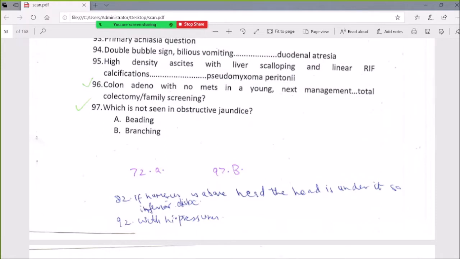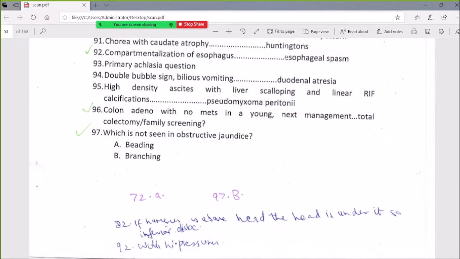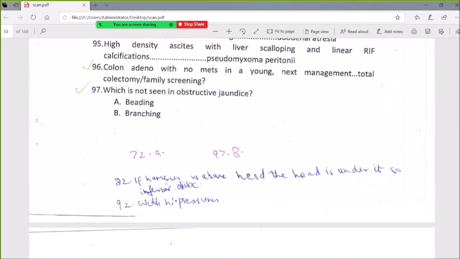92. With high pressure. Compartmentalization of esophagus seen in esophageal spasm. High pressure occurs in esophageal spasm. High pressure.